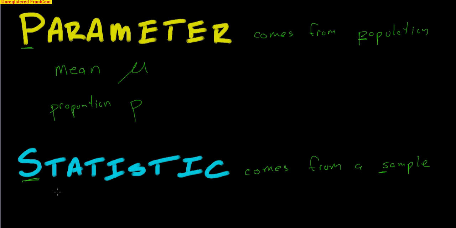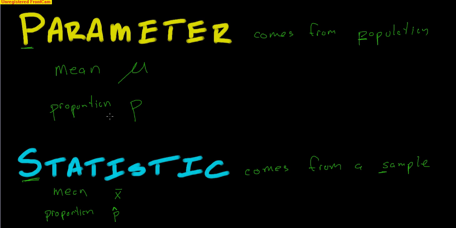Now, for statistics, we also have a mean, but we use a different symbol to represent the mean of a sample. That's X bar. X bar is the mean of a sample. And same thing for a proportion. If we have a proportion that came from a sample, to represent it, we do use a P, but we use a P with a little hat on it. That symbol represents that it's a sample proportion, not a true proportion from a population.